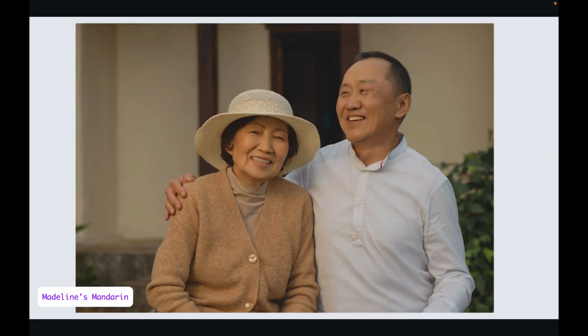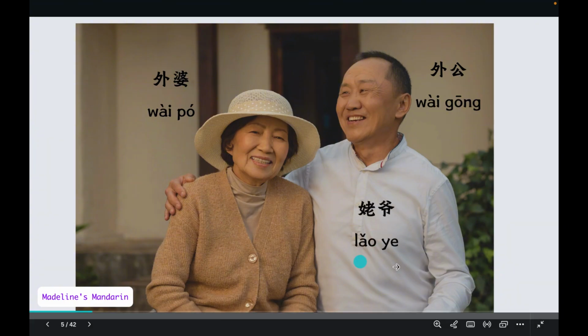Now let's look at how to call grandparents on mother's side. We call mom's dad 外公 and mom's mom 外婆. In some places, we also call 外公 姥爷 and 外婆 姥姥.